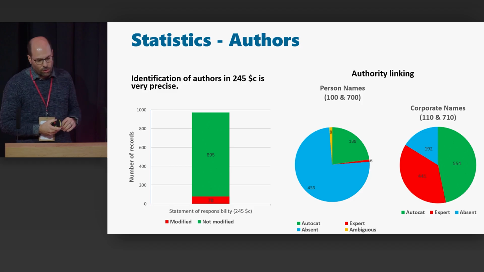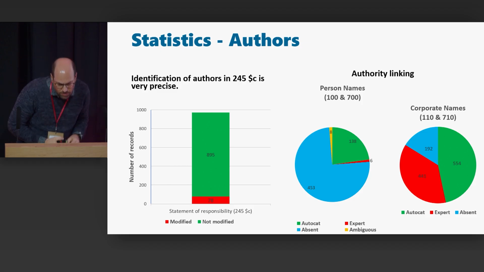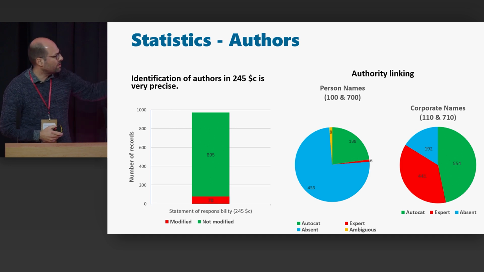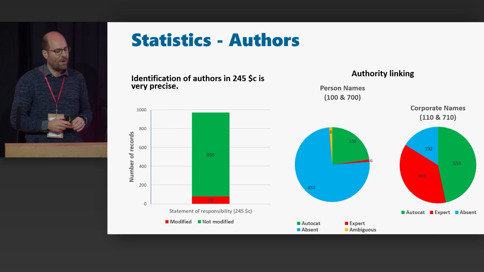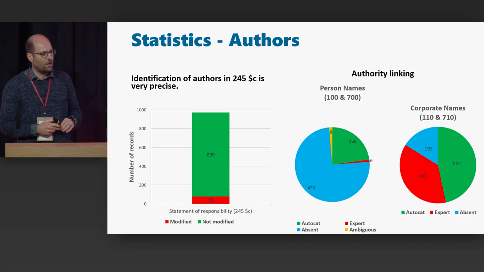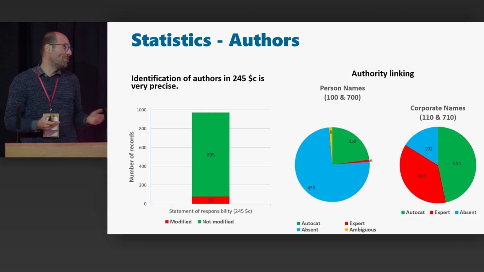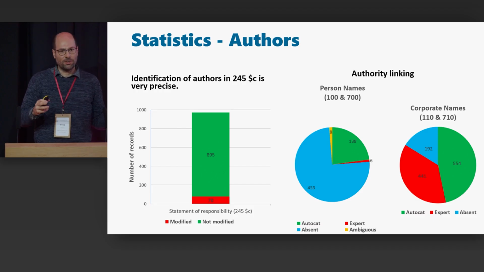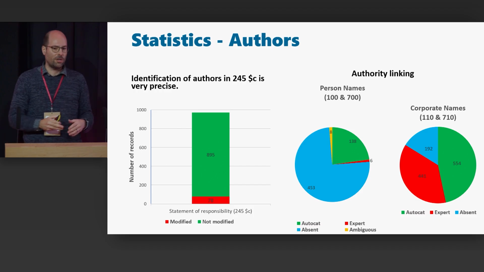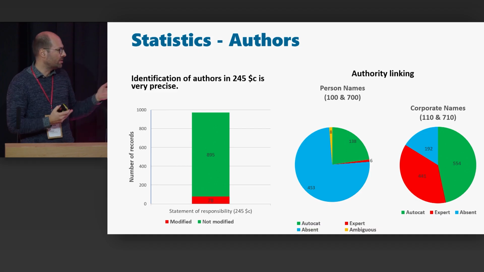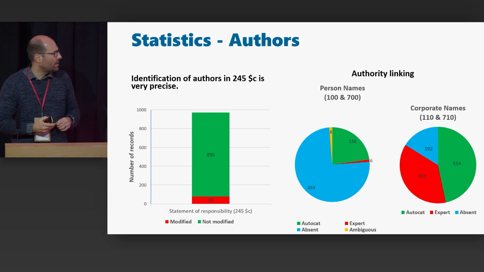Some statistics on our authority linking. That's for the person names. The green part is what we had linked automatically. The blue part is a lot of authors that do not exist in our authority file. That's something that our librarians have to work on. It's mainly because it's a corpus of very new publications, up to 2025, and that means that a lot of the people are not in our authority database yet. But it worked relatively well to automatically link.